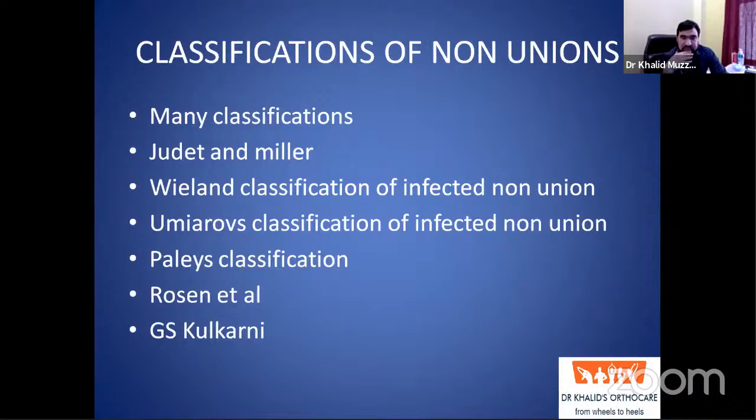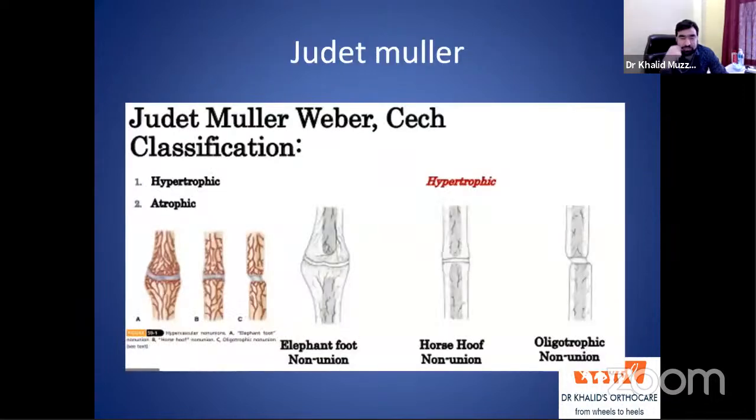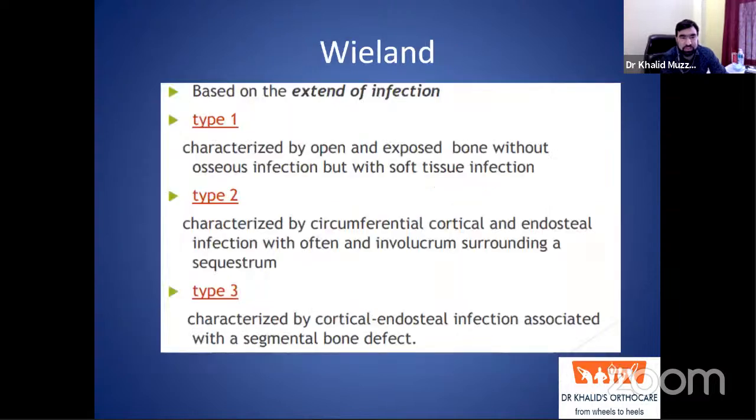The classifications which we classically use are the Judet and Müller and Paley classifications. There are also classifications like the Weiland classification, Umiraliev classification, Rosen et al., and our own G.S. Kulkarni classification. The Judet and Müller is based on whether there is a hypertrophic or atrophic non-union. Similarly, he has divided it on the anatomical appearance like elephant foot or horse hoof, oligotrophic, or a totally atrophic non-union.